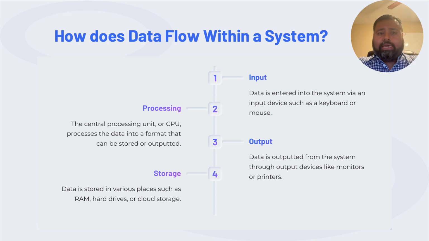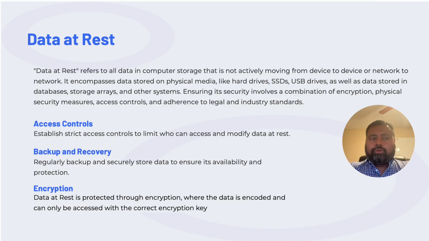Data flows first as we input the data using any peripheral device like a keyboard, mouse, or using our touch, and data is processed using a CPU or a GPU, and finally data is stored or outputted. The data output is done using devices like monitors, printers, or even a mobile device screen. Finally, data is also stored in RAM, hard drives, or cloud storage.